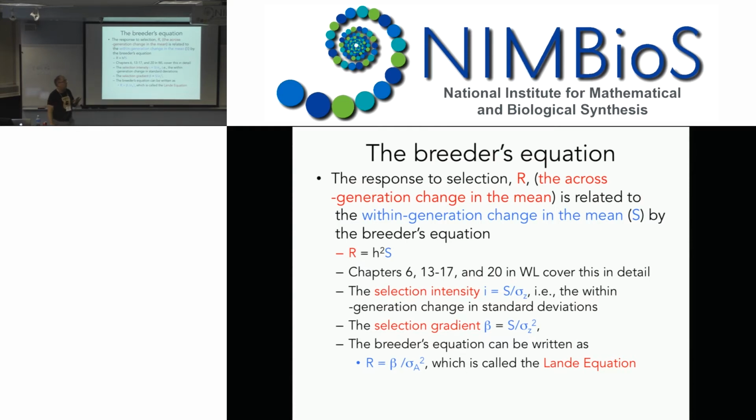Why? You pick exceptional parents. How good are those exceptional parents at predicting their offspring? If the heritability is high, they're quite good. If the heritability is low, they're not good, right? Heritability is the slope of that parent-offspring regression. If that slope is steep, an exceptional parent is going to have an exceptional offspring. If that slope is very flat, an exceptional parent is going to have an average offspring. So the breeder's equation relates these.